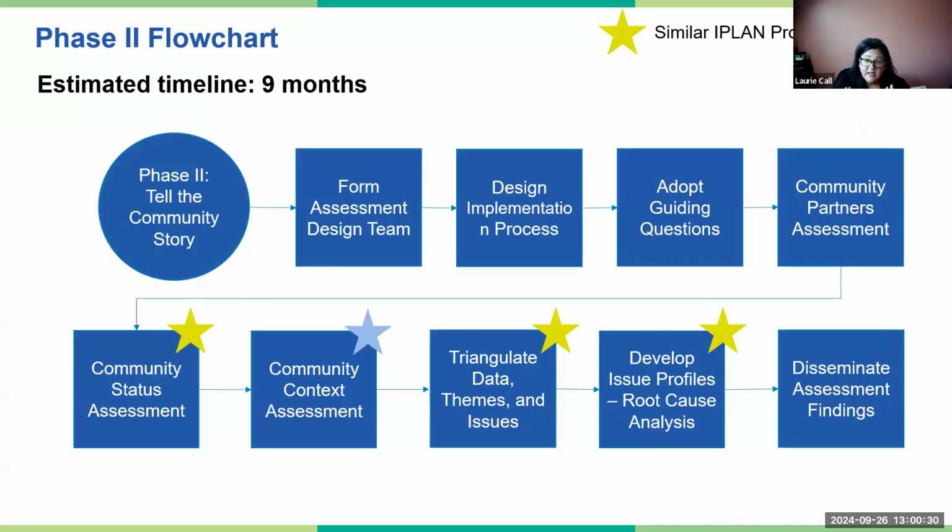You're looking at all the data from the assessments, and it's called triangulate in MAPP 2.0 because there are three assessments. But in IPLAN, it would be however much data you have. You're really analyzing and looking at that as a whole, not just individually. And then in MAPP 2.0, you're developing issue profiles by looking and digging into the root causes. And in IPLAN, we're also looking at risk factors. We're looking at indirect and direct contributing factors.